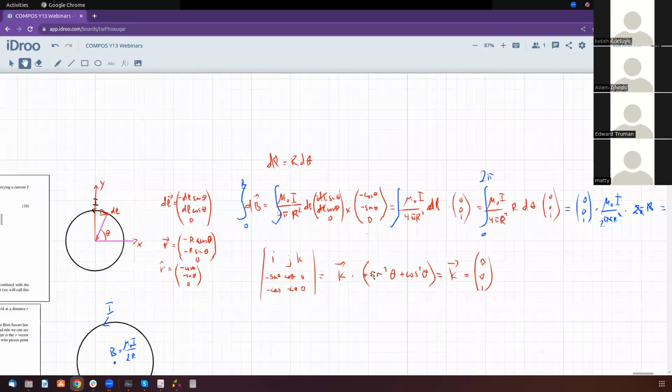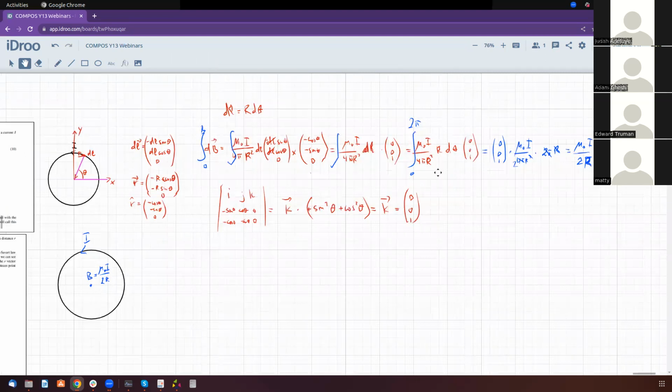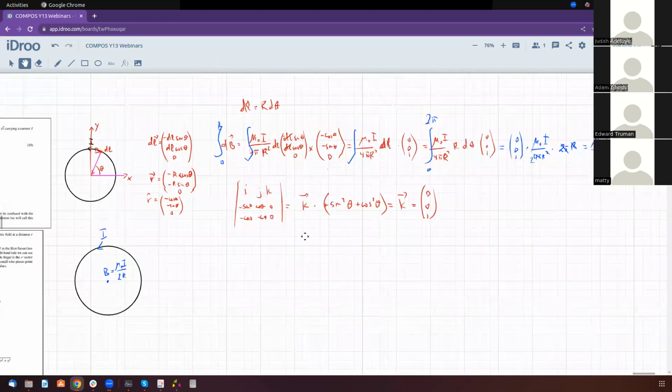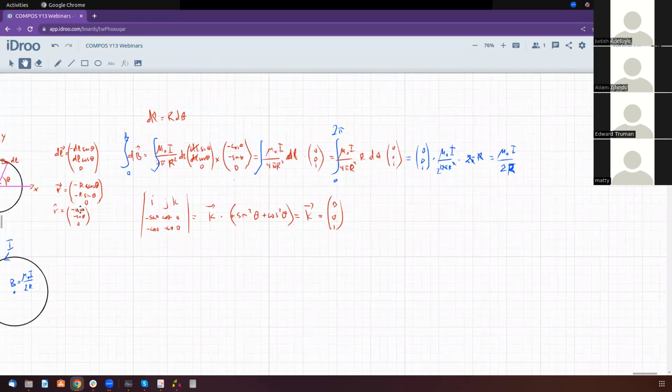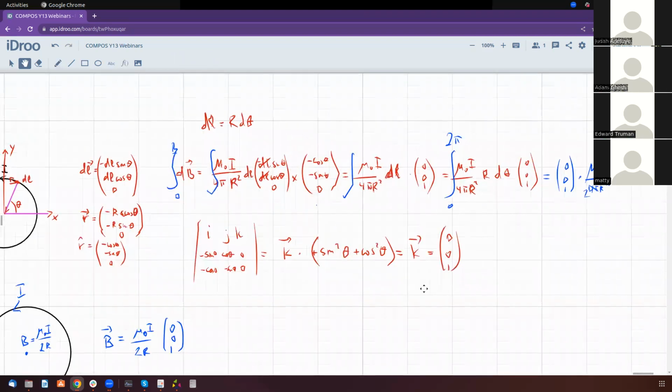Okay, so I apologize for my clunky explanation. The 0, 0, 1 vector simply gives you the direction of your vector. So B is that, but if you want a vector, vector B is going to be mu0 I divided by 2r times 0, 0, 1, which makes perfect sense.